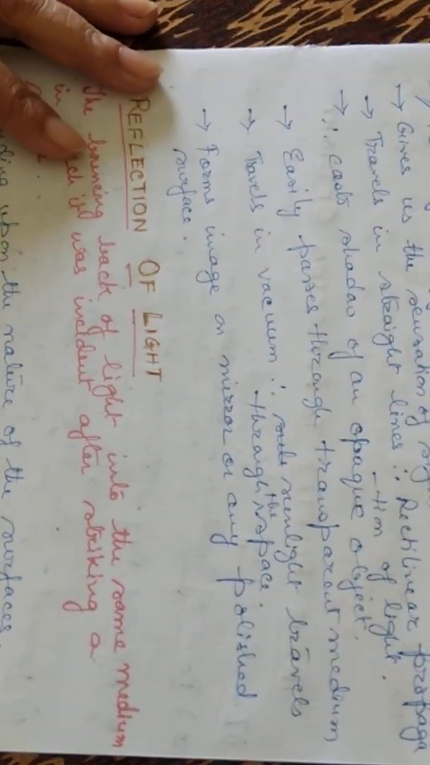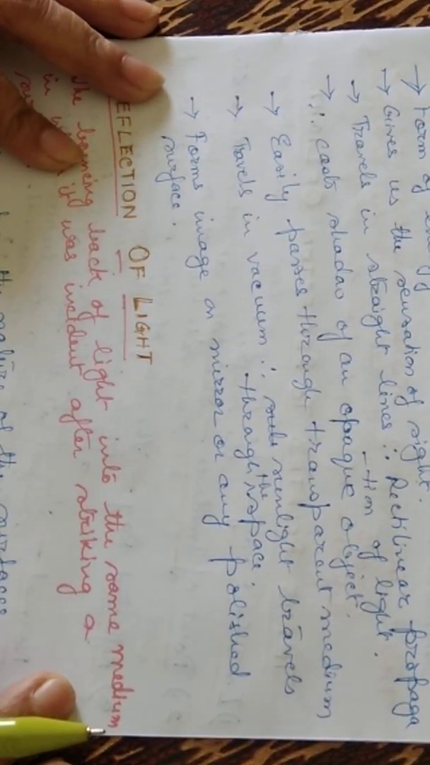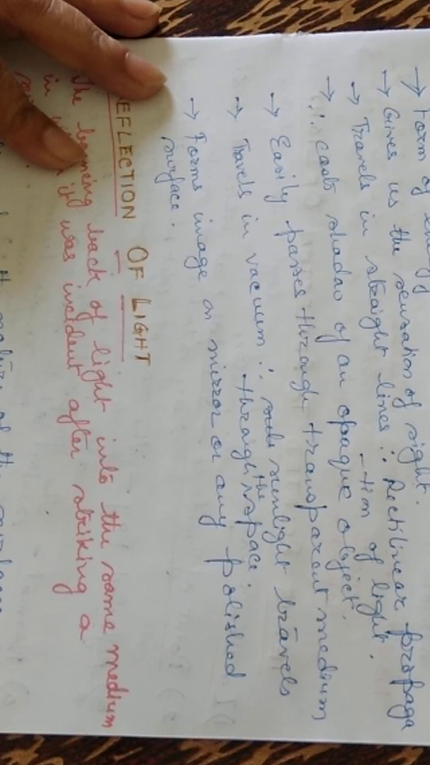And it easily passes through a transparent medium. Through a transparent medium it can easily pass, and it can also travel in vacuum. It is not required that there is a particular medium. Without a medium also light can travel. That is, light can travel in vacuum. Therefore, sunlight travels through space.